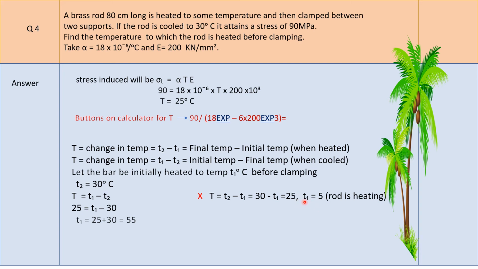They don't understand that here T1 is 5, the initial temperature, and the final temperature is 30, which means the rod is not getting cooled, it is heating, whereas here the rod is getting cooled to 30 degree. That means the initial temperature must be greater than 30. Here from 55 the rod is cooled to 30 degree. So initial temperature is 55, final temperature is 30. This is the answer.